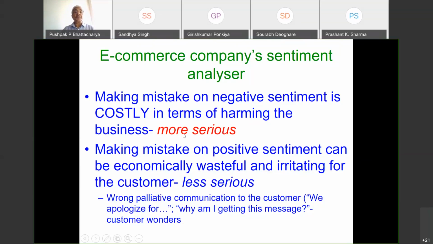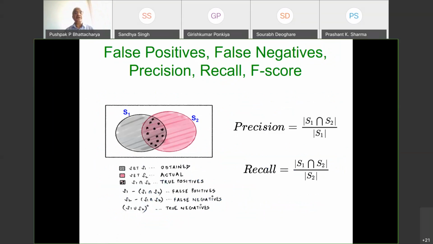But if I ignore the negative sentiment, class them as positive or neutral, then this is a much more serious concern. I lose business. So now you can see that for negative sentiment, my test has to be more stringent. I would like to adopt a 99% confidence interval, 95% confidence interval. So if I want to be very strict on negative sentiment, then what implication does it have on precision and recall? Think about that point.